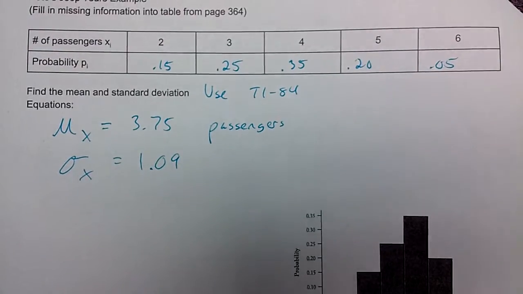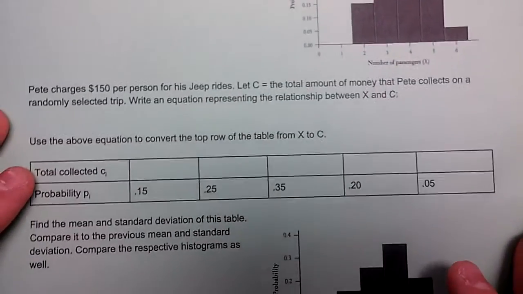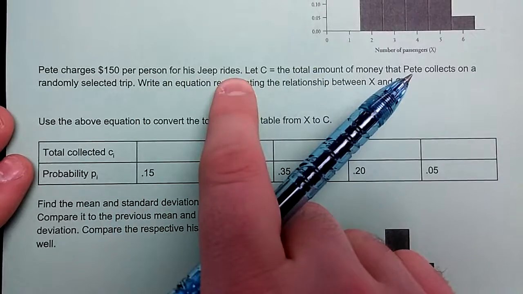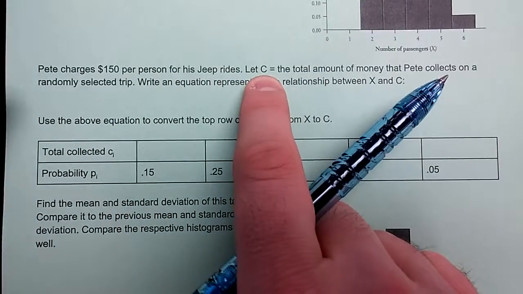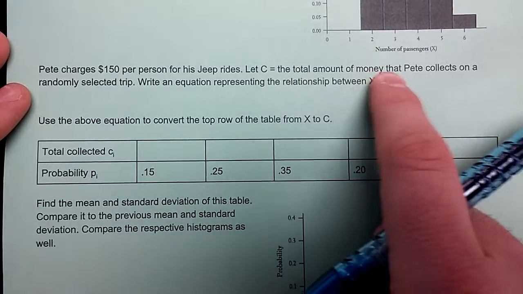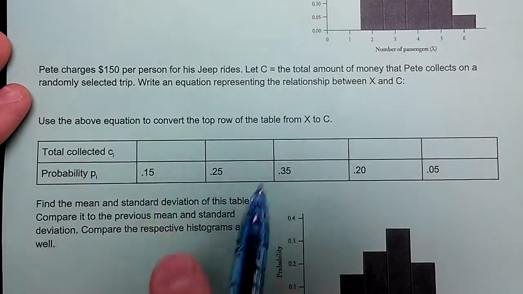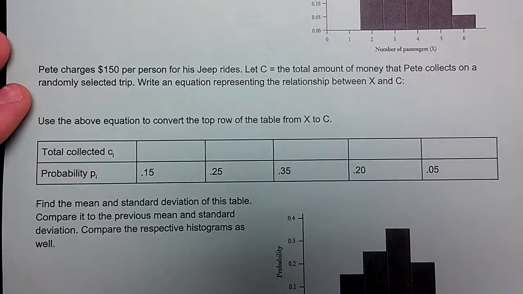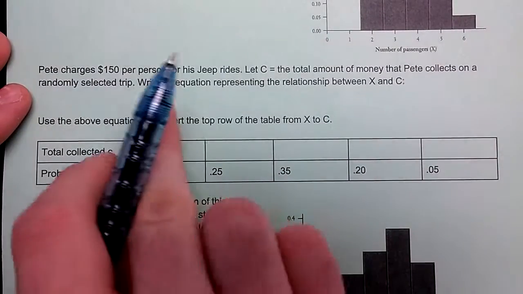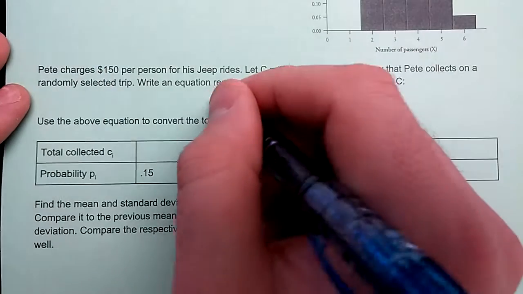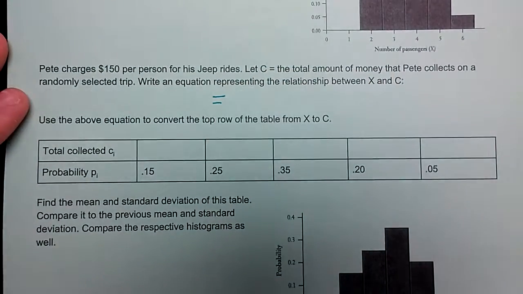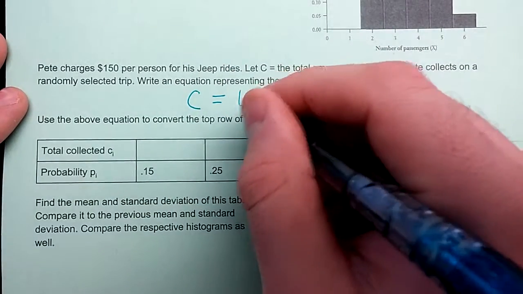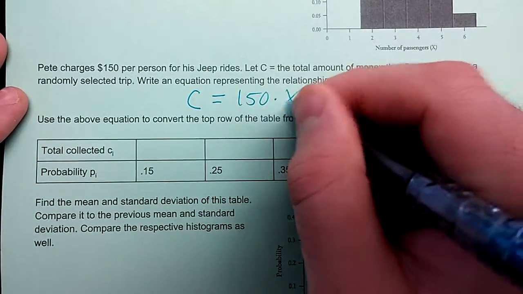Let's try and do a transformation now. So we know that Pete charges $150 per person for his Jeep rides. We're going to make a new variable C equals the total amount of money that Pete collects on a randomly selected trip. They ask you to write an equation representing the relationship between X and C. This is a skill you need to have for an assessment. Be able to take this information and turn it into an equation with an equal sign with the variables C and X. So C is going to be equal to 150 times X.